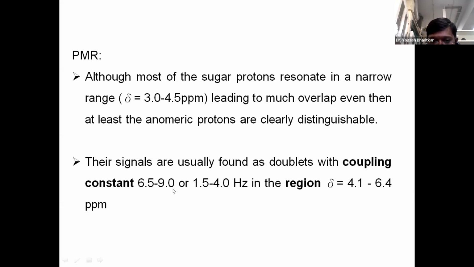If the sugar has a beta attachment, then the coupling constant is 6.5 to 9 hertz, and if the sugar is alpha, then 1.5 to 4 hertz. We get this type of coupling constant. We can get information about alpha attachment or beta attachment of the attached sugar from this information.